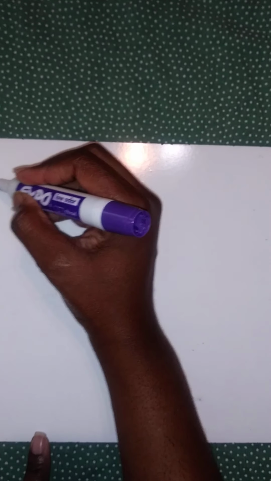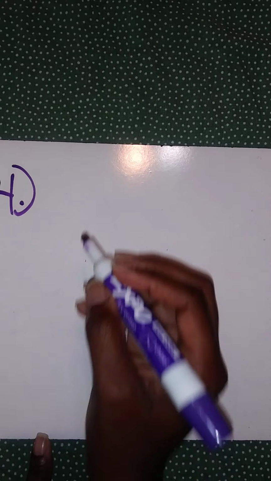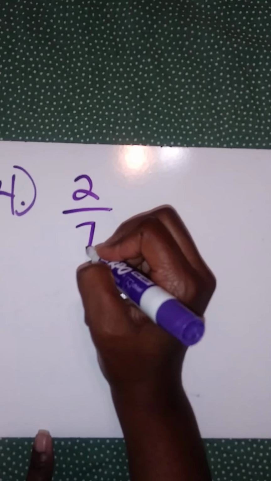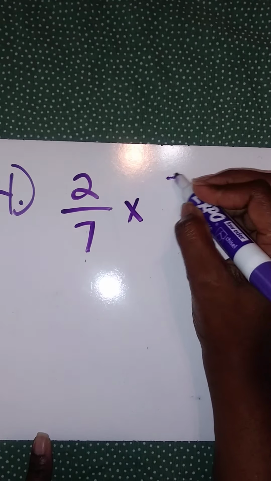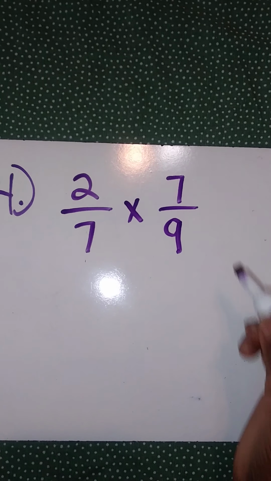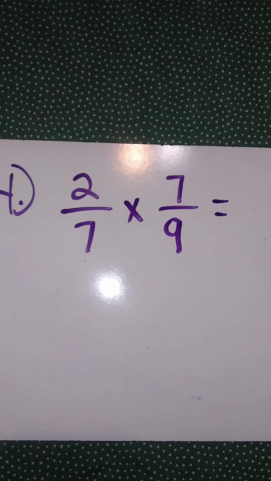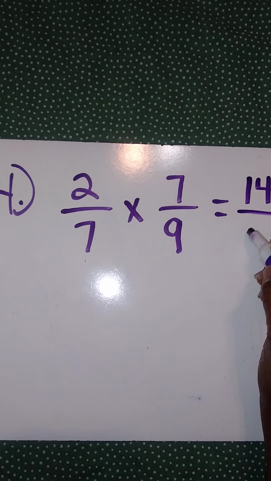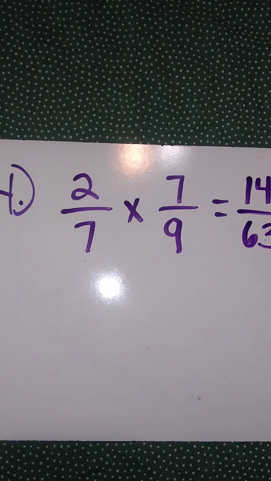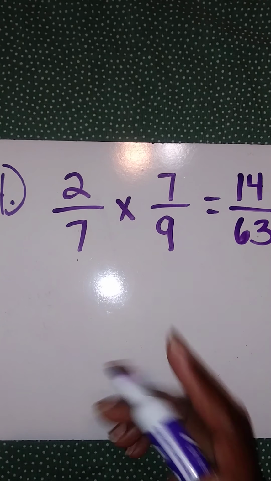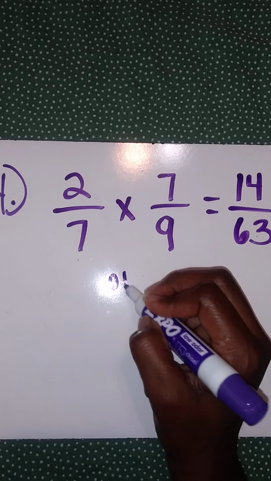Let's look at number 4. Number 4, I've got 2/7 times 7/9. And I'm actually going to do number 4 two different ways. If I multiply straight across, I know that 2 times 7 is 14 and 7 times 9 is 63. Now I'm going to look at this one a second way.